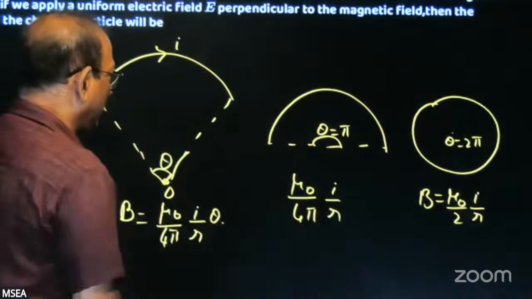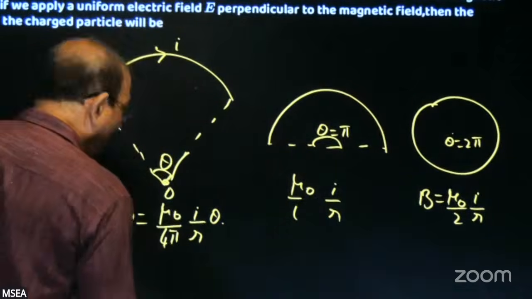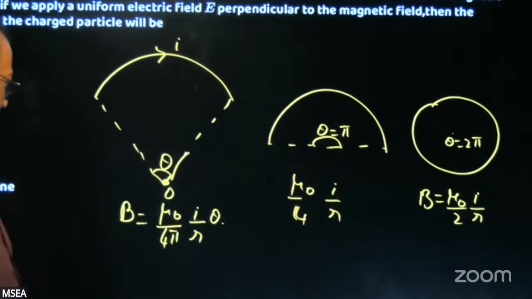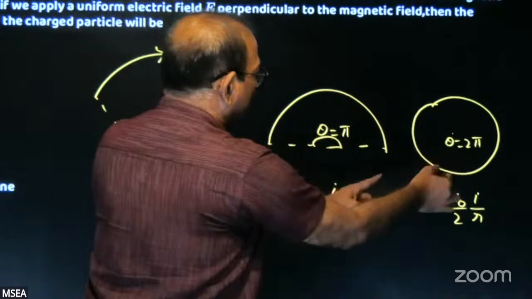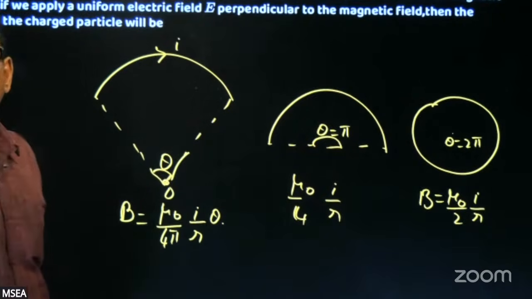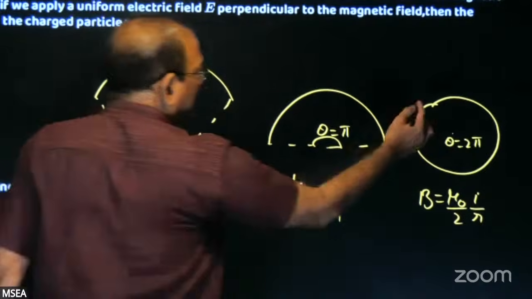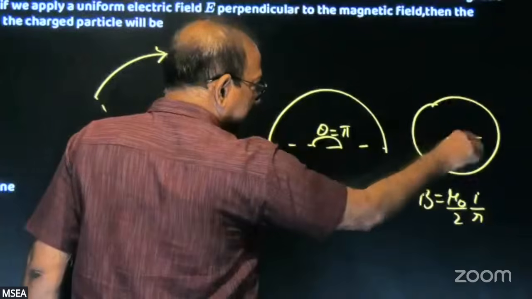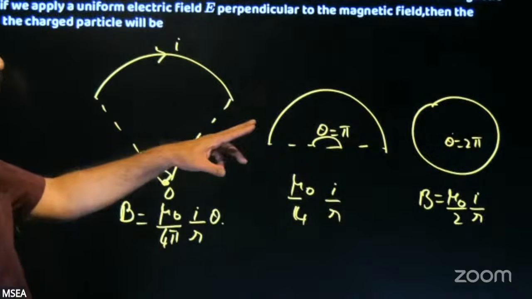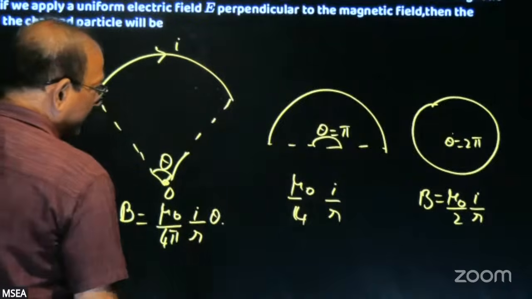Pi will cancel here. For the semicircle, mu naught by 4 into I by R; for the loop, mu naught by 2 into I by R. In the curved wire formula, pi will not be there in the denominator. Pi will get cancelled after substituting theta. This is magnetic induction due to a curved wire. If it is a circular coil of n turns, you will get mu naught N I by 2R. These are the different magnetic inductions in different cases.